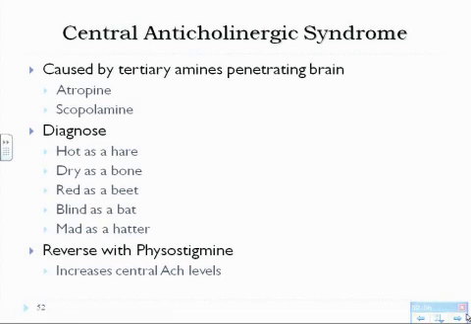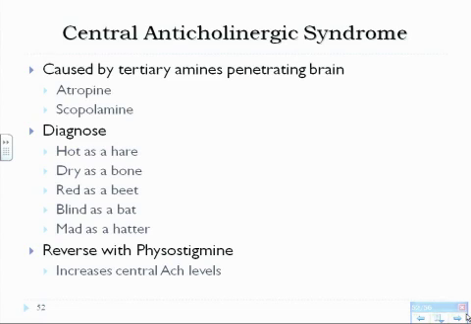The good thing is that you can diagnose it pretty fast because they have these pretty clinical symptoms: hot as a hare, dry as a bone, which just means that their mouth is real dry. They're red as a beet, okay? They're blind as a bat and mad as a hatter, okay? So that's how you remember it. Just sort of sing that a few times so you memorize it, and then that's your acronym. And the way you reverse this is by using physostigmine.